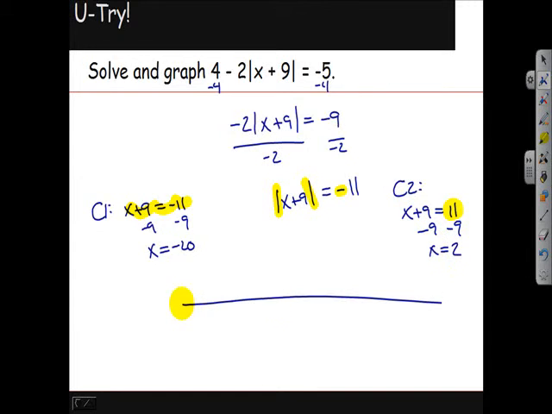So my number line will have a negative 20 on it, it'll have a 2 on it, and it'll have just 2 closed dots. X can be these 2 values that solve the equation. How'd you do?